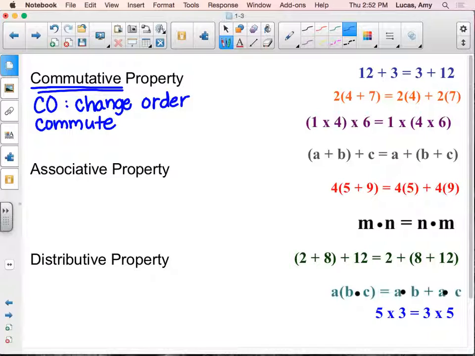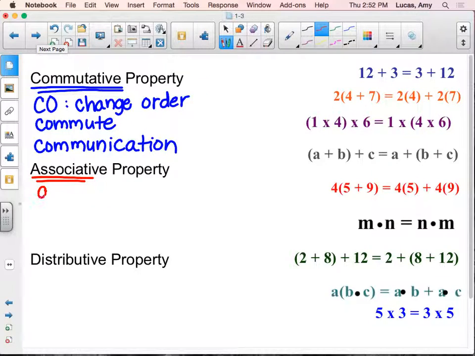That's commuting. Another one would be communication. Like communication, the communication property would mean like you talk to someone and then that person talks to you. So anything that can help you remember the properties is helpful. The associative property. With the associative property, I think about like who you associate with, like who is in your group, who you hang out with.